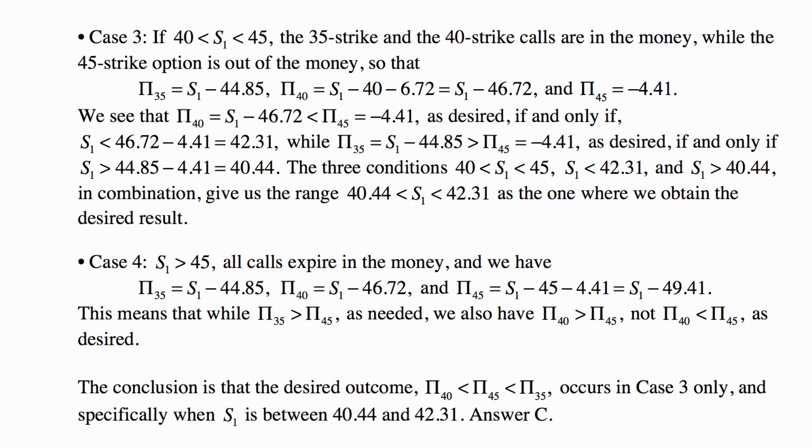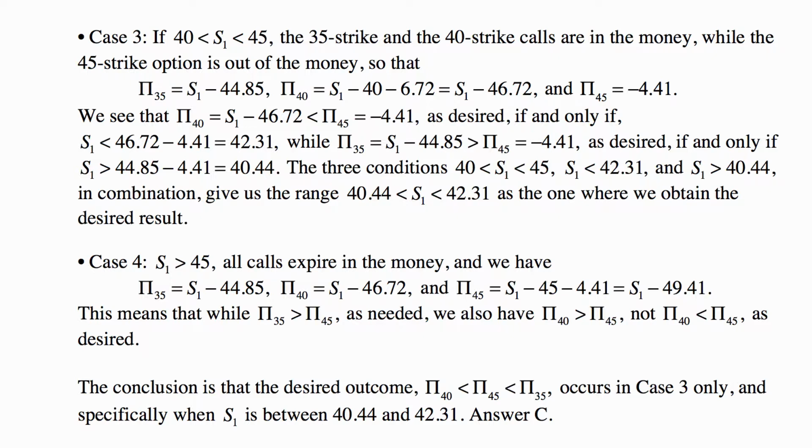Now the next case is if S1 is between 40 and 45. Then the 35-strike and the 40-strike calls are in the money, while the 45-strike option is out of the money. So pi 35 is S1 minus 44.85. We adjusted for the cost of the option already. Pi 40 is S1 minus 40 minus 6.72, so S1 minus 46.72, and pi 45 is negative 4.41.